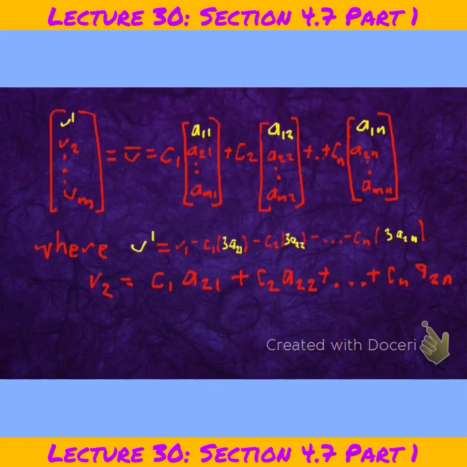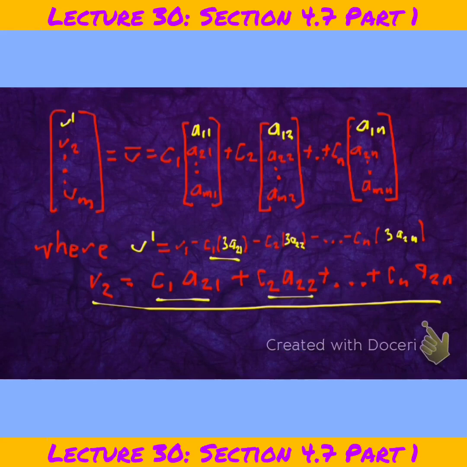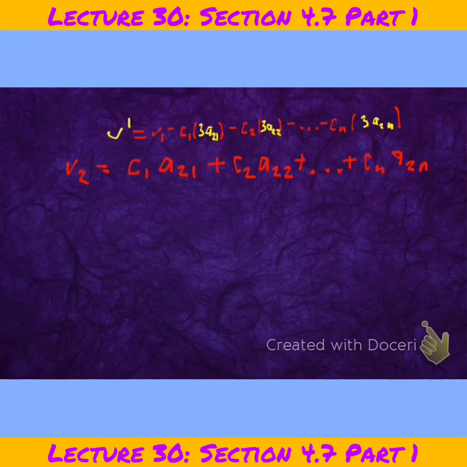Alright, so also observe that we can do another substitution. V2 is equal to C1A21 plus C2A22 up until CnA2n. So then we get that quantity there. You can see that term corresponds to that term there, up until that term corresponds to that term there. So from there we get that V prime is V1 minus 3V2. So we get that expression.